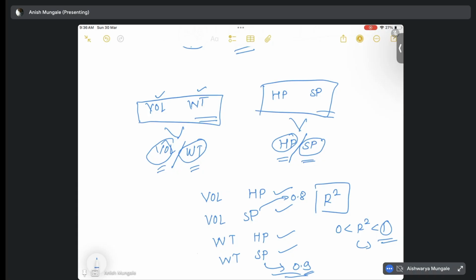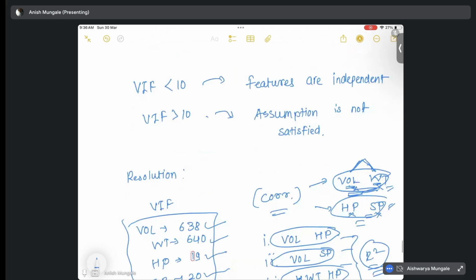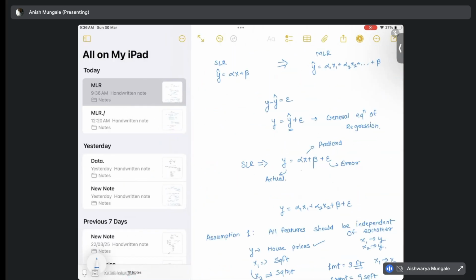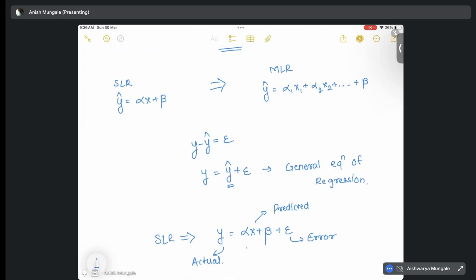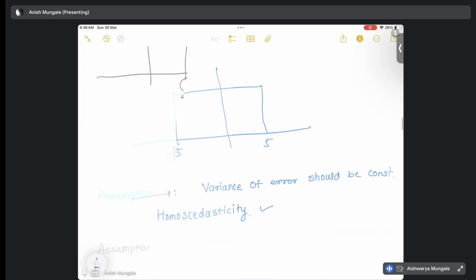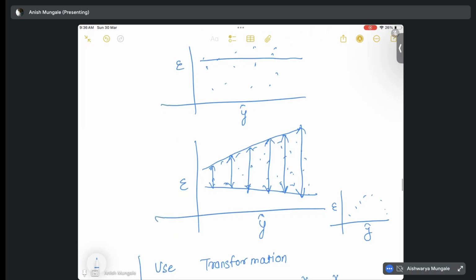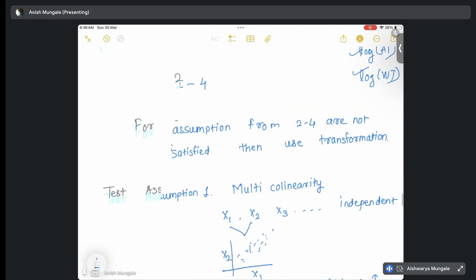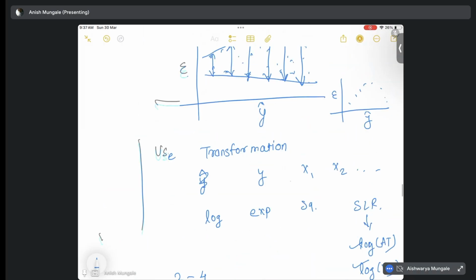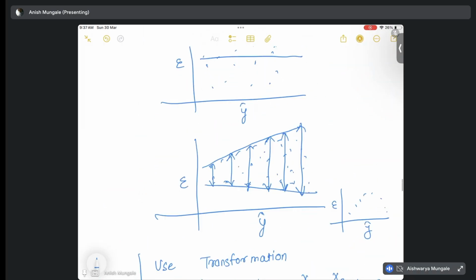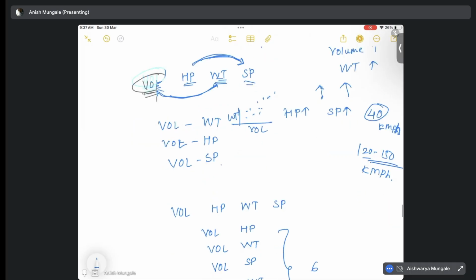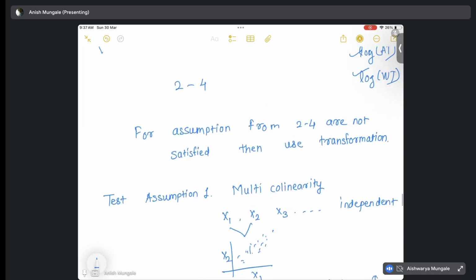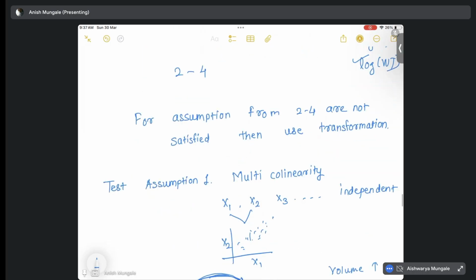So first we started with understanding if the assumption is satisfied or not, right? So that's why we calculated the VIF score. How did we calculate the VIF score? We built the model between the features: x1 against all other features, x2 against all other features. Like that, we built the models, and then we calculated the VIF score.